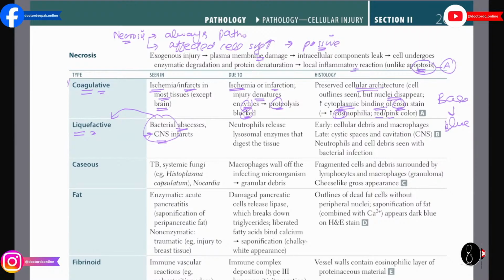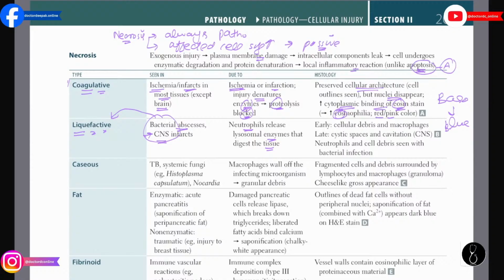So in liquefactive necrosis, basically the neutrophil will release different kinds of enzymes. Those enzymes will go and digest the tissue, they digest the proteins. So it means in liquefactive necrosis, the enzymes are not going to be denatured. Enzymes are released and they will go and damage the tissue. And when the tissue gets damaged, its cell structure is not preserved. In liquefactive necrosis, you will see there is no preservation of cell structure or cell shape.